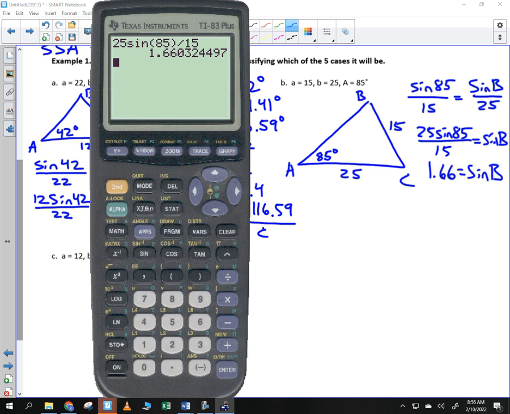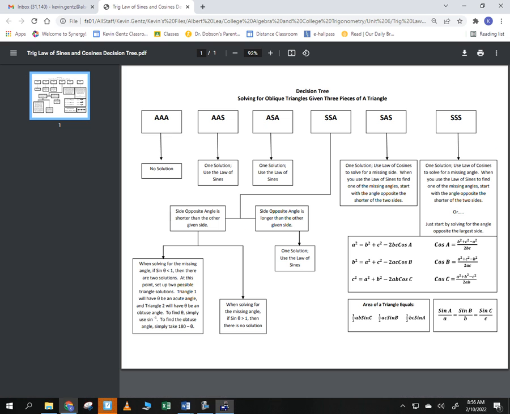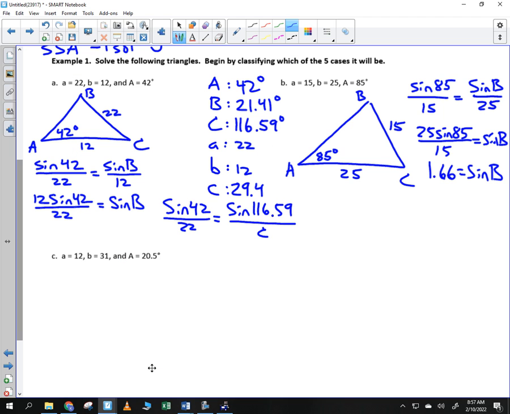Can sine be equal to 1.66? Why? Sine's got to be between 1 and -1, right? Notice what your decision tree says. It says when solving for the missing angle, which we're trying to do, if sine is greater than 1, then there's no solution. Is sine greater than 1 here? It sure is, so there is no solution. You're done.